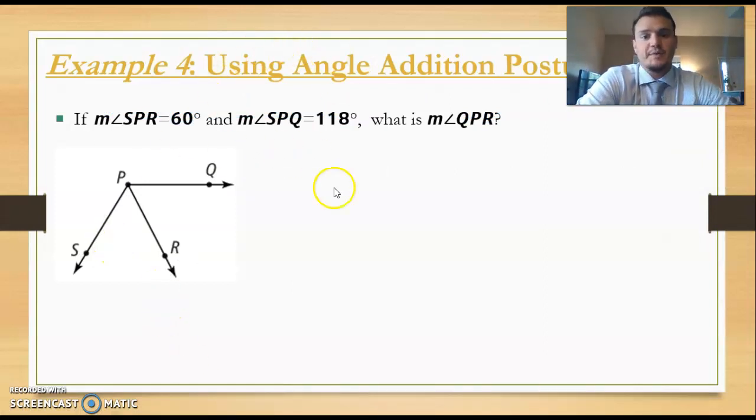So example 4, this is a little bit closer to what you're going to have to be able to do on the test. It says if the measure of angle SPR equals 60 degrees, so SPR is this angle right here, and the measure of angle SPQ, so SPQ is this whole angle right here, they're saying that that's 118. We want to know what QPR is, so QPR is this smaller angle right here.